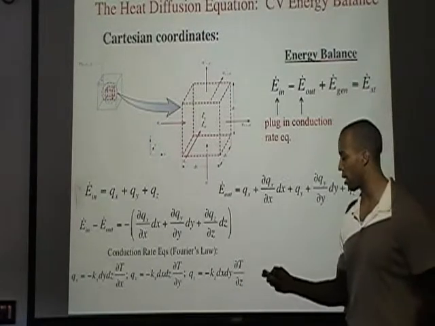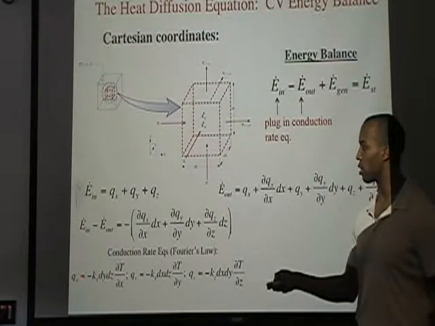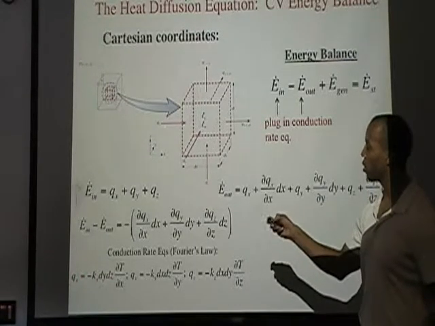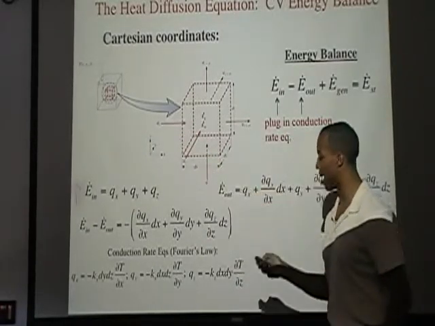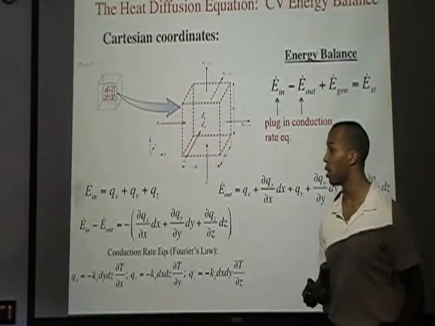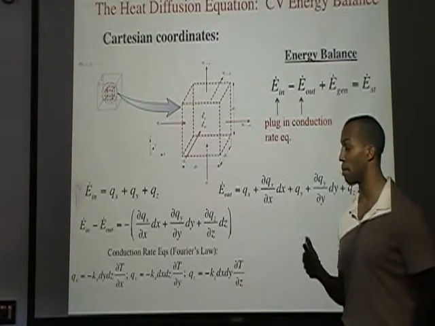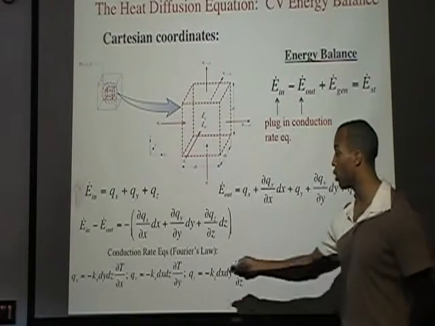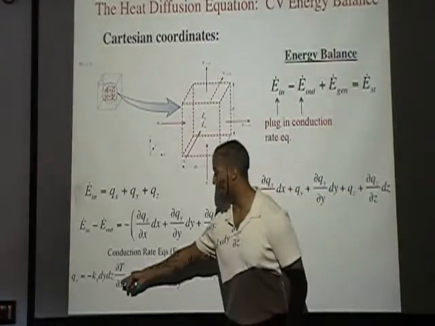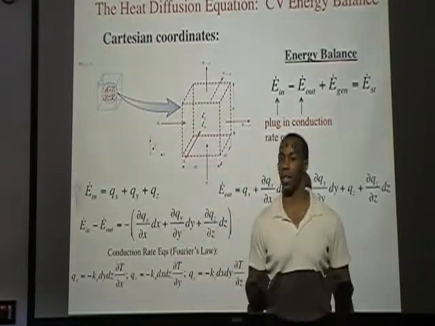So I want to point out that here for Q in the x direction, this heat rate is occurring over this surface. So the area of that surface, because Fourier's law says that the heat rate is proportional to thermal conductivity times the area times the temperature gradient. So the area in this case would be dy times dz for the heat rate in the x direction.